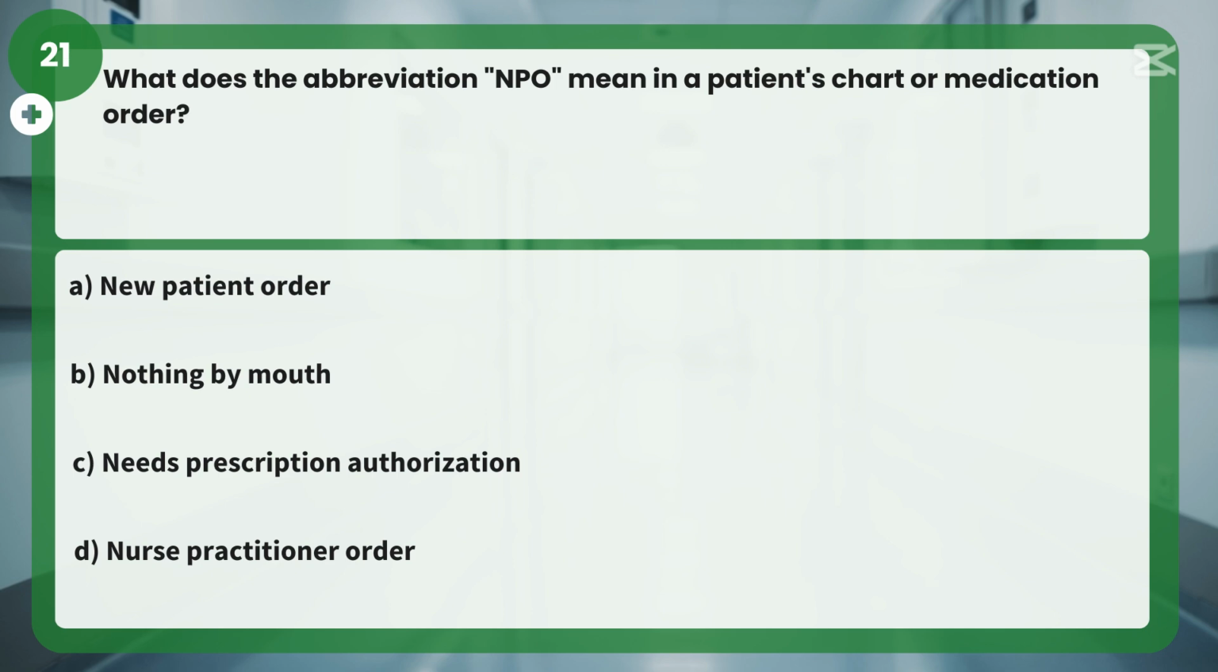Question 21. What does the abbreviation NPO mean in a patient's chart or medication order? A. New patient order. B. Nothing by mouth. C. Needs prescription authorization. D. Nurse practitioner order.